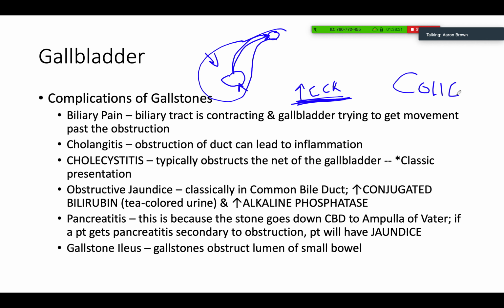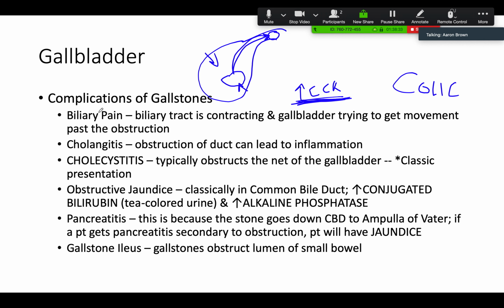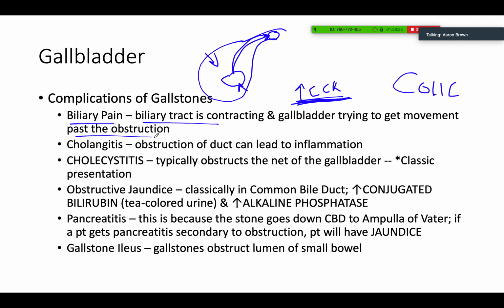Great. And so biliary pain occurs as the tract is trying to get movement past the obstruction. Cholangitis can happen as you have inflammation and bacterial infection downstream. We have an obstruction here, and if there's any bacteria in this area, they can manifest an infection. And so that's something we can look for. Cholecystitis is an obstruction of the neck of the gallbladder where we end up needing to remove the gallbladder. And this is a classic presentation.